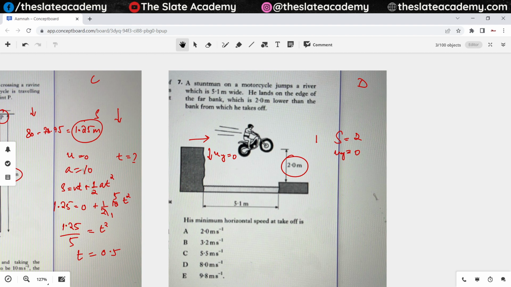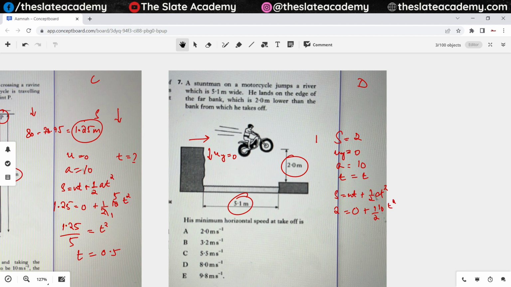So what we can do is the same calculation for the time it takes for it to fall down, and then using that time and this distance we can calculate the velocity. So uy is 0, a is again 10, and if I calculate t first for the vertical motion, I'll have s is equal to ut plus half at squared. S is how much? 2. Ut would become 0, half into 10 into t squared.